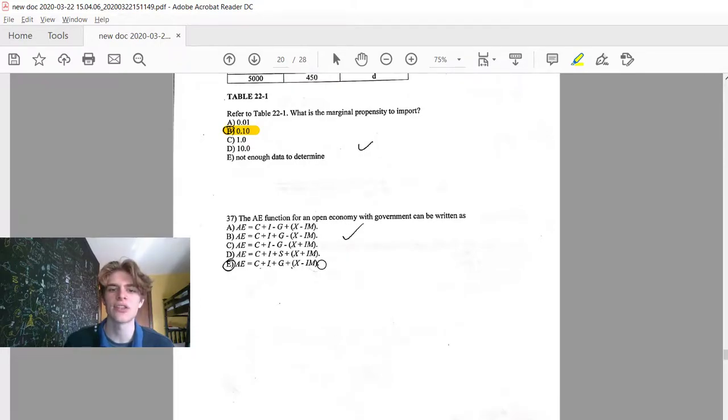What is the function? That. Not s, that's not a thing. There are no minus signs. This is not a minus. This is not a minus. There is no s. And this would be x minus imports. So that's wrong, like 3 times. Open economy with government. So that means it has G, and open means it has exports and imports.